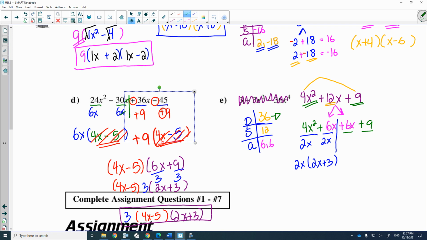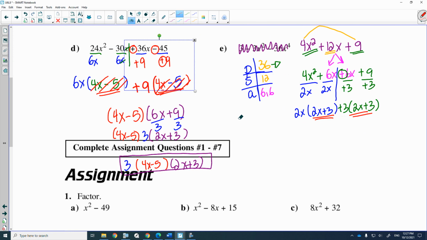Caleb B, 6x and a 9. What can I factor from a 6 and a 9? 3. Remember, you always take out the sign of that term. And you would get 6x divided by 3 is 2x plus 3. Remember, for decomposition or PSA 2, those two brackets must be the same in order to know that you've done this correctly.